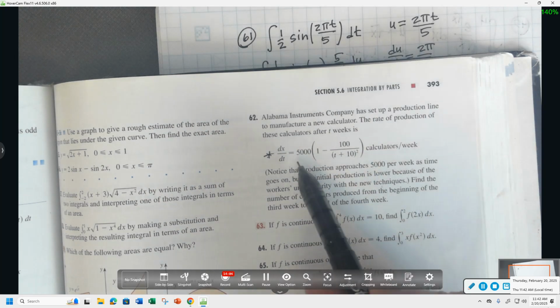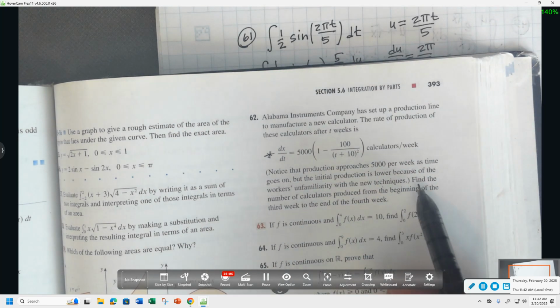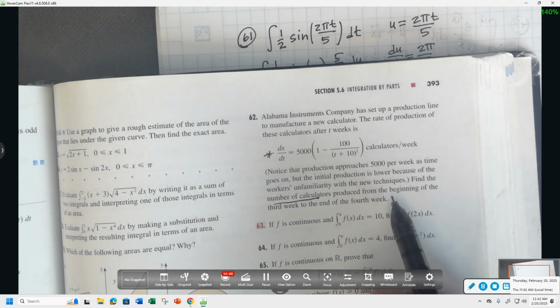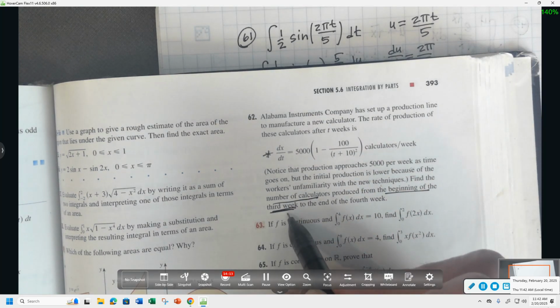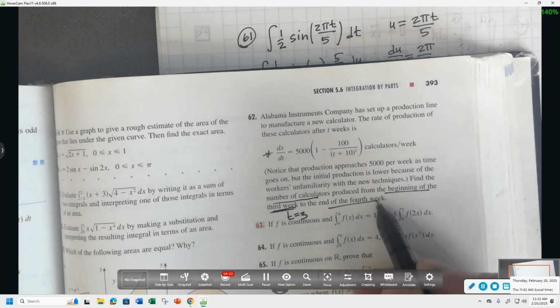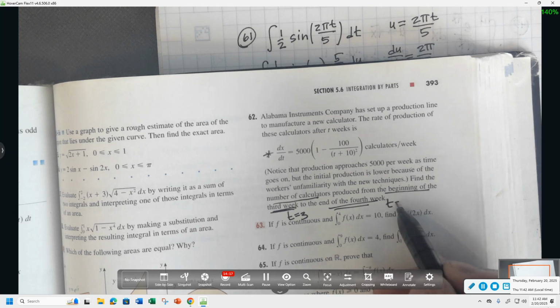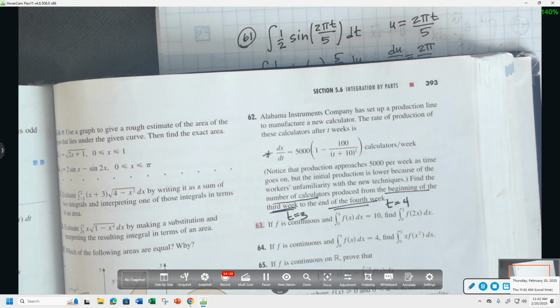They give the rate at which calculators are produced, and then they want the number of calculators from the beginning of the 3rd week, so when t is equal to 3, to the end of the 4th week. Would you go 3 to 4 here? Would you go 3 to 5? Like, how would you set this up? You think?